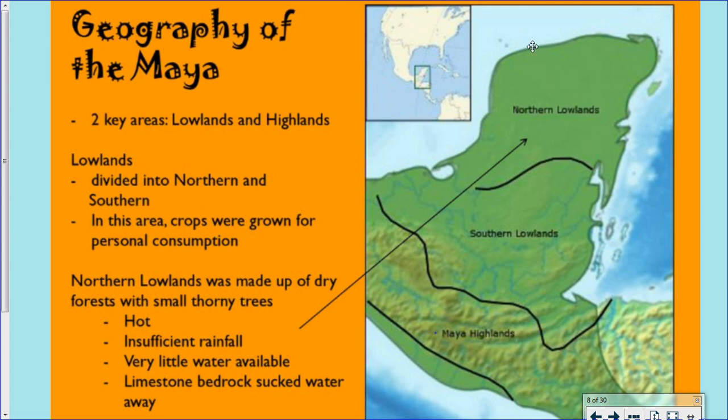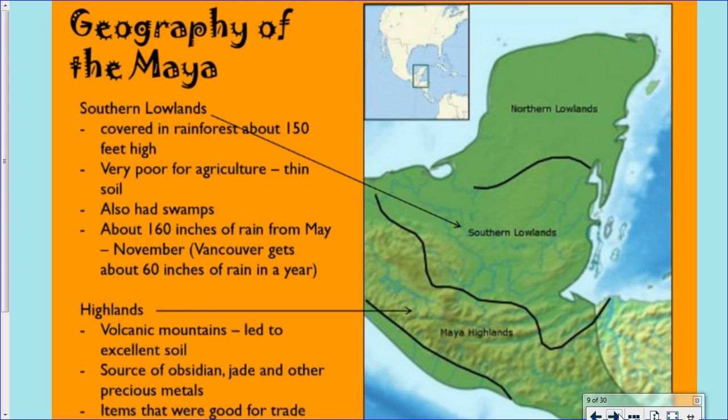But also, we obviously have this massive coastline going around the northern lowlands, because that is the Yucatan Peninsula. And I think this coastline is almost 700 miles long, and we've got the Gulf of Mexico up here, and then we've got the Caribbean Sea as well.